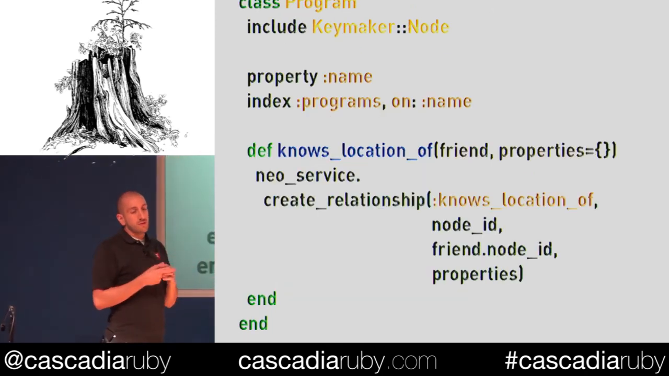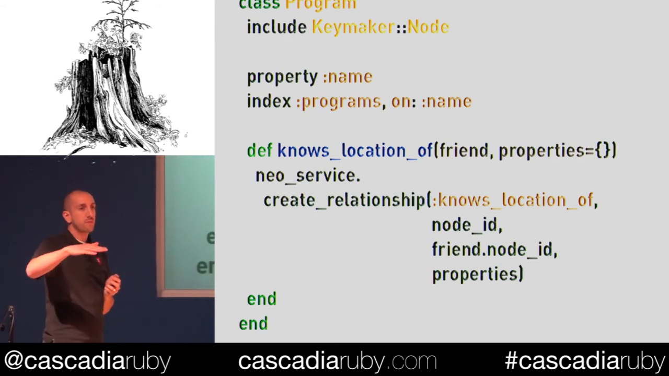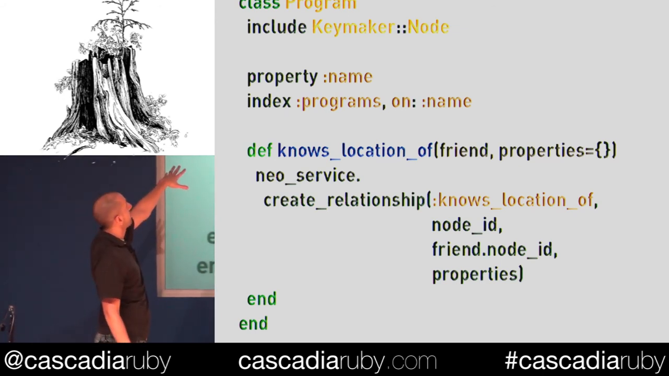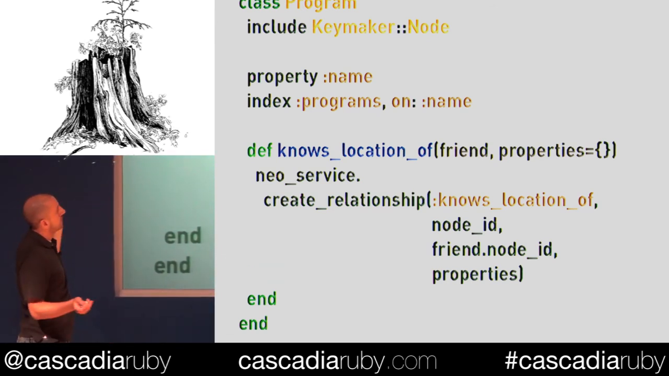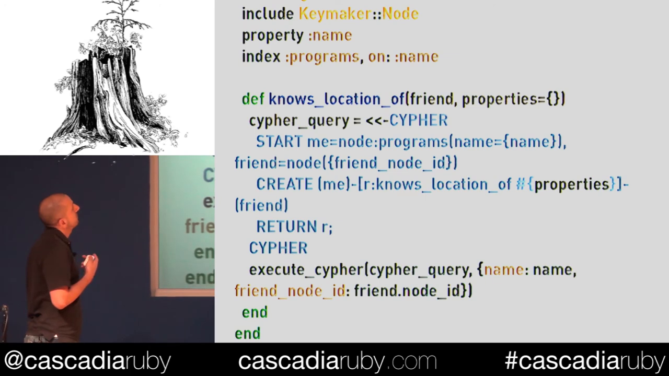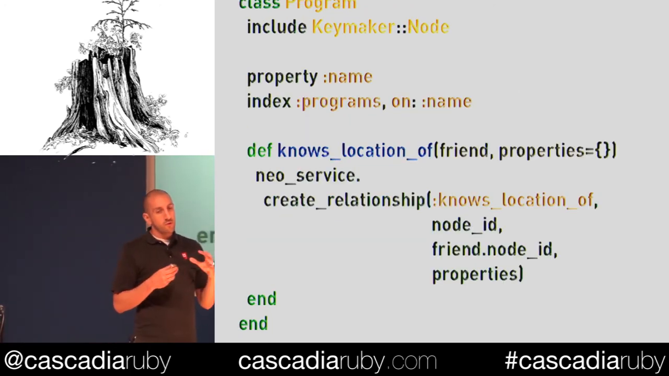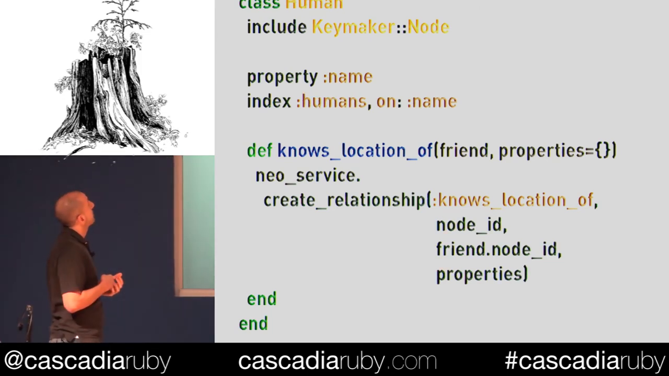The cool thing about the KeyMaker is that it allows you to use all the parts at every point in the three layers. You can dig down and use this lower level call to the REST API, right? Create relationship, where you pass in the type, a start node, an end node, and then whatever properties, and you're done. It's a lot cleaner than this, right? And I guess eventually the goal is to abstract all this stuff out and be a little bit more Active Record-like for KeyMaker. But for now, it works, and it's pretty cool.